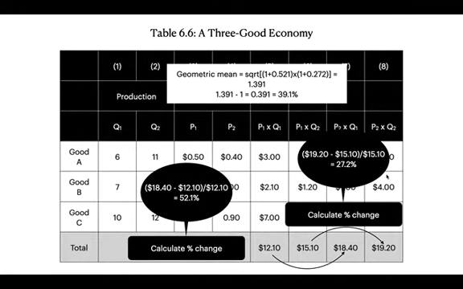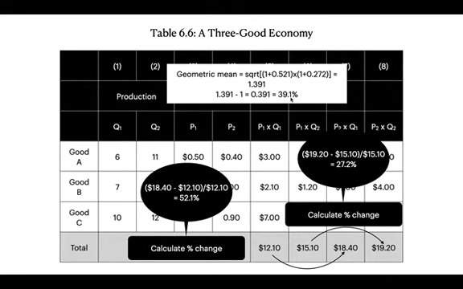So realize that with the geometric mean, what you're doing is taking the square root of the product of the two rates based upon the two different base years, the quantity weight for year 1 and the quantity weight in year 2. You multiply those two together and take the square root, and then you subtract 1 off of that answer, which gives you 0.391, which is 39.1%.